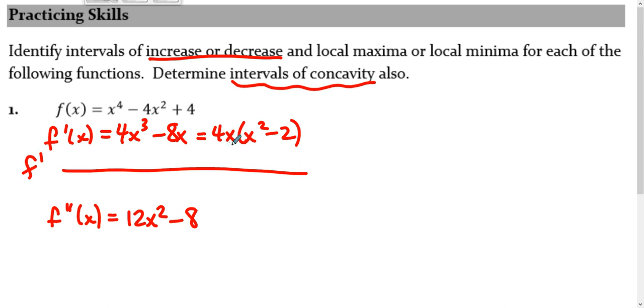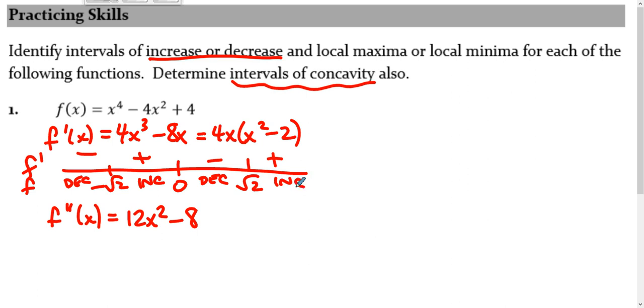On an f prime number line, there are three places where f prime is 0. One is 0. The others are positive and negative square root of 2. And as in the last lesson, this is a cubic, so it starts low, ends high, and in the middle it changes sign twice. So f is decreasing from negative infinity to negative root 2, increasing from negative root 2 to 0, decreasing from 0 to root 2, increasing when x is greater than the square root of 2.